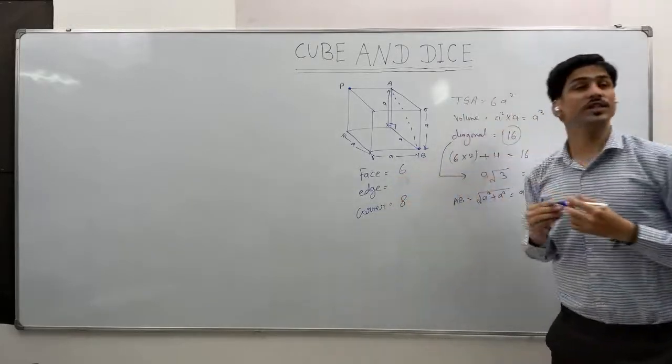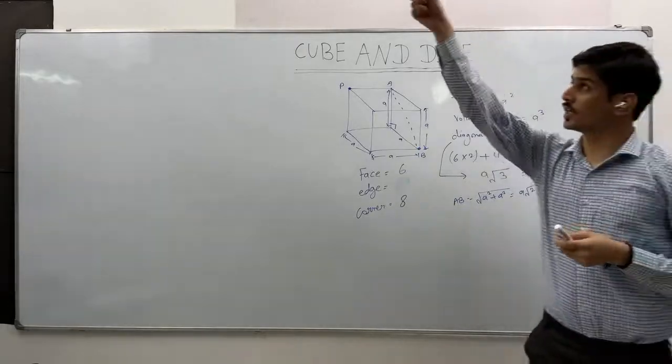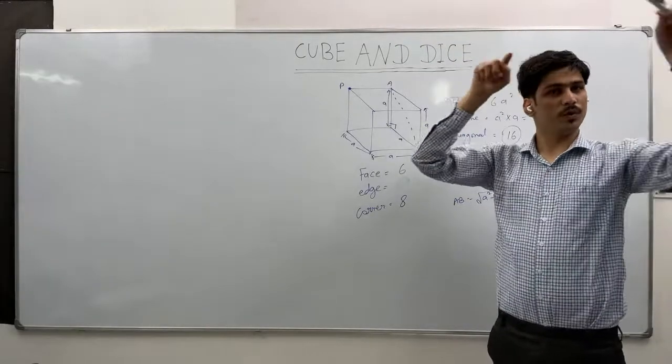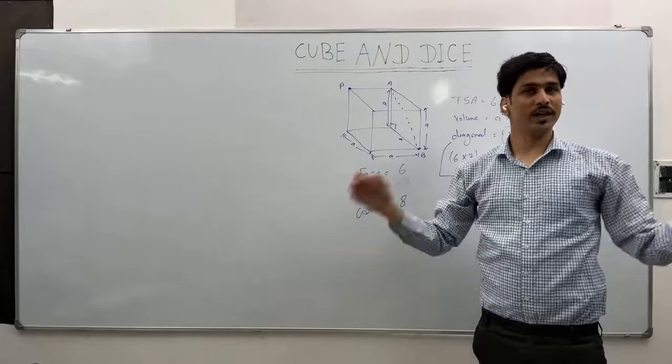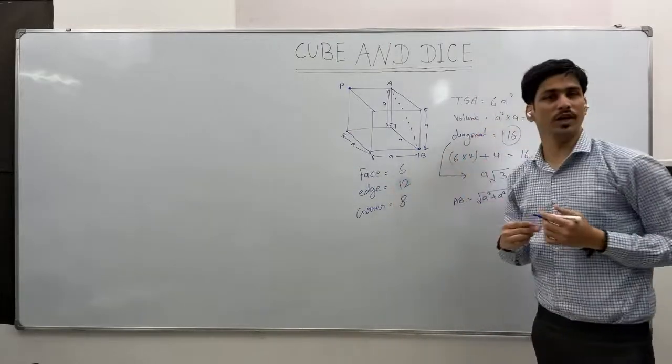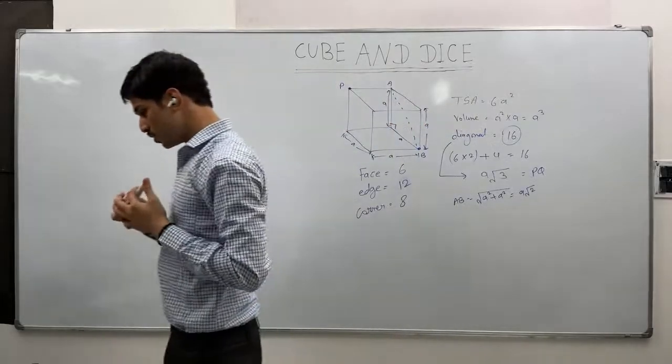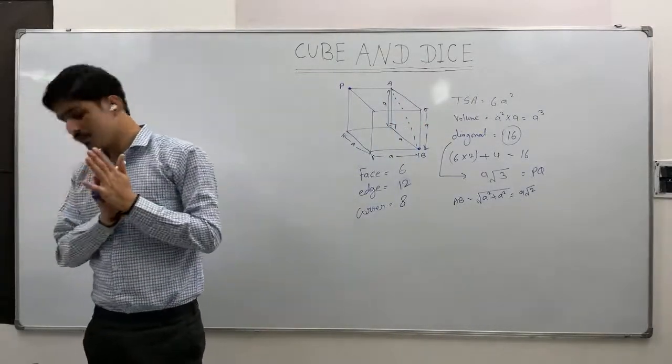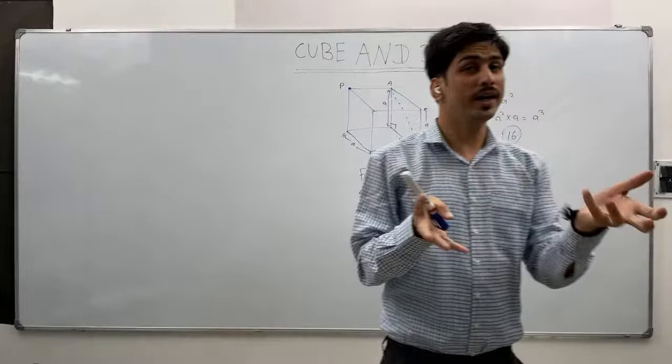How many edges does it have? 12, right? An edge is this one, right? So 4 top, 4 vertical, and 4 again at the bottom, right? So we'll have a total of 12 edges. Clear? Now if I ask you, what is the difference between a cube and a dice?